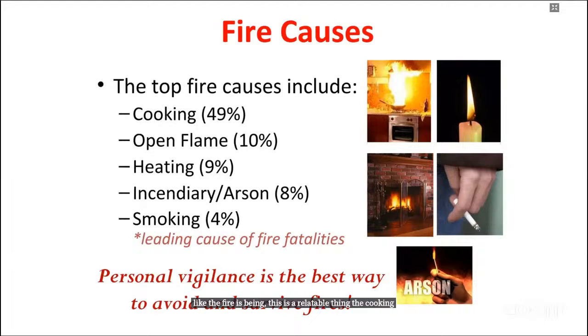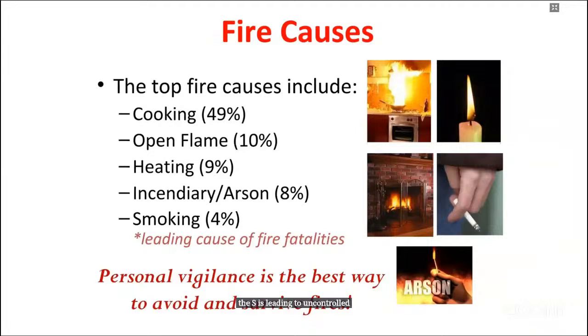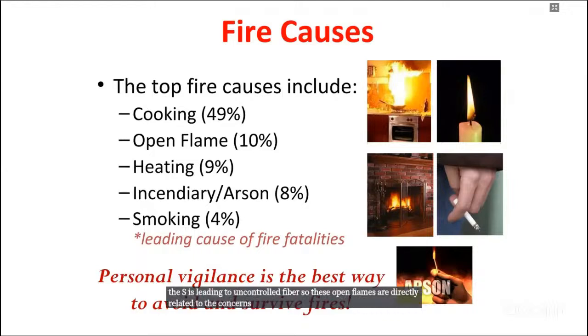Open flame. What you understand by open flame is, example I can give you, open flames, it's in the picture also: candles, gas stoves and burners, Bunsen burners, campfires, welding torches. And what can be the fire safety concerns? The fire safety concern in open flames is that they can quickly ignite flammable materials, like paper, fabric, gases, leading to uncontrolled fire. So these open flames are directly related to the concerns which are paper also, fabric also, and gases also.